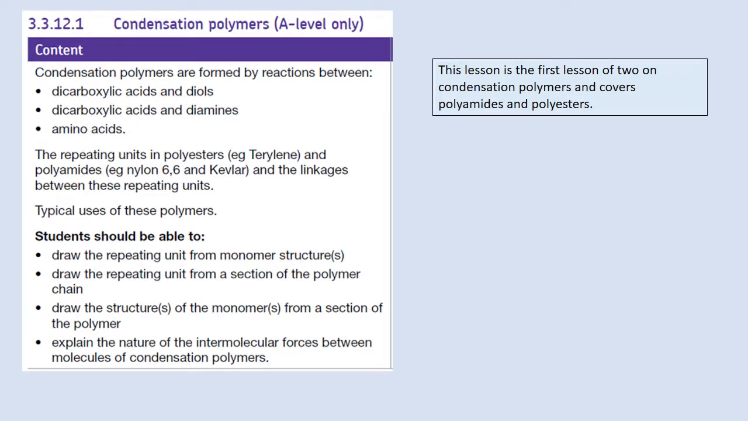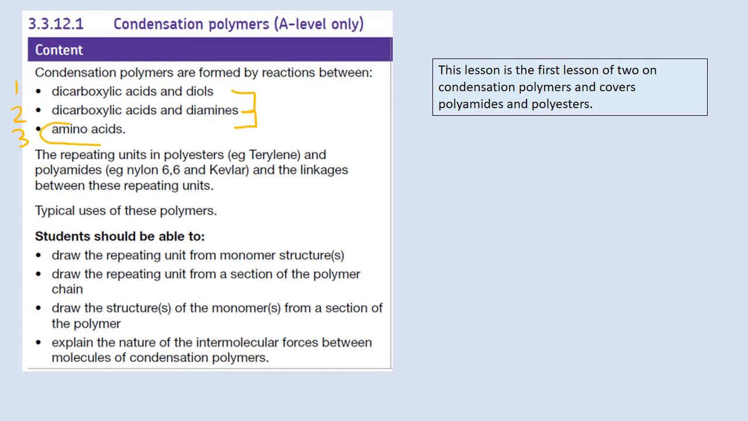Right then, so as I've said, this is lesson 1 of 2, and this is the spec point it's going to focus on. So we're going to look at condensation polymers now. We've just done a little recap of addition polymers, which is an AS topic. This is looking at condensation polymers, which is a different type of polymerization. So there's 3 scenarios that we're going to look at today. The scenario of dicarboxylic acid with diols. Then we'll look at dicarboxylic acid with diamines. And finally, we'll look at some amino acids.